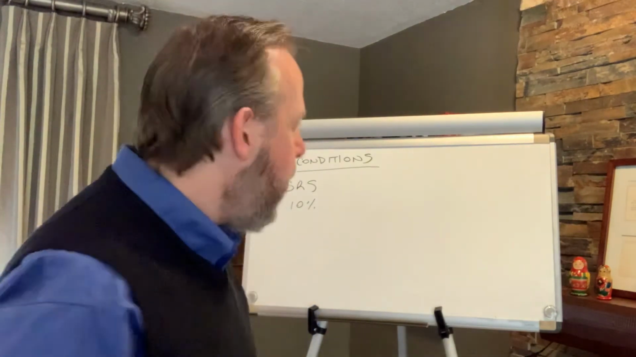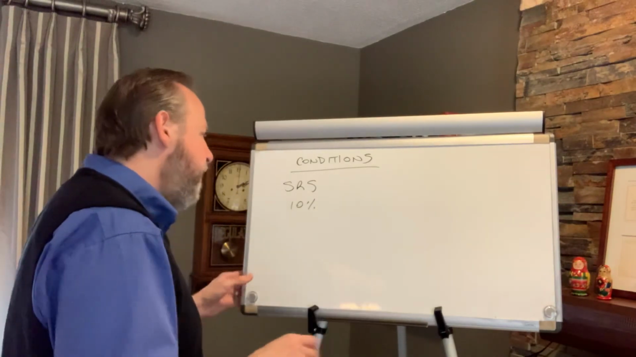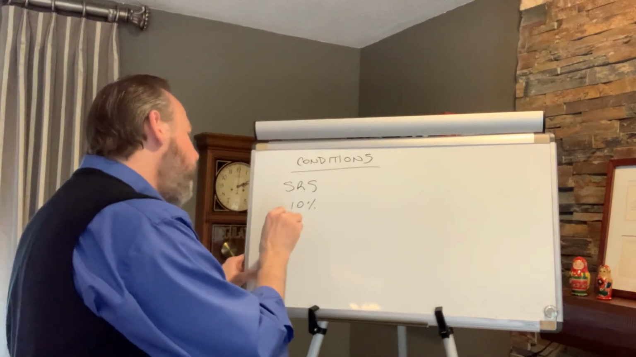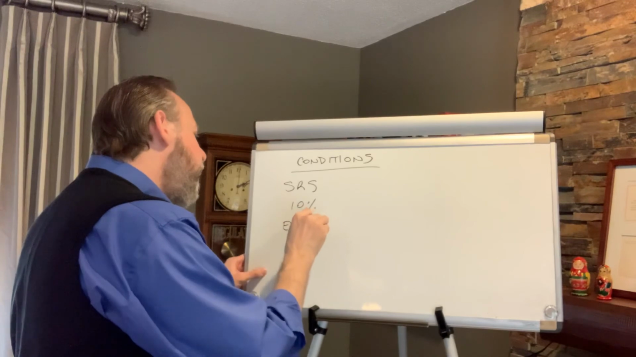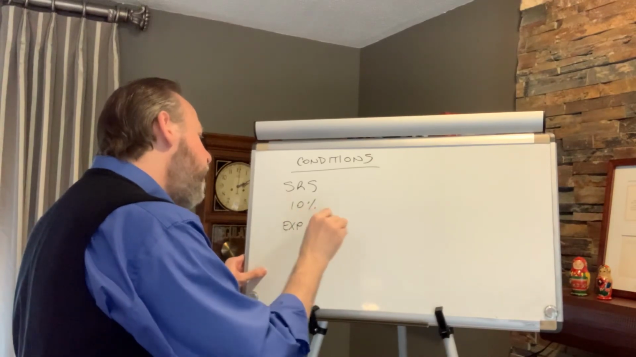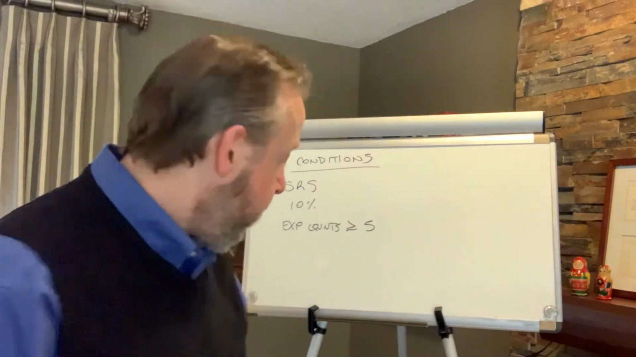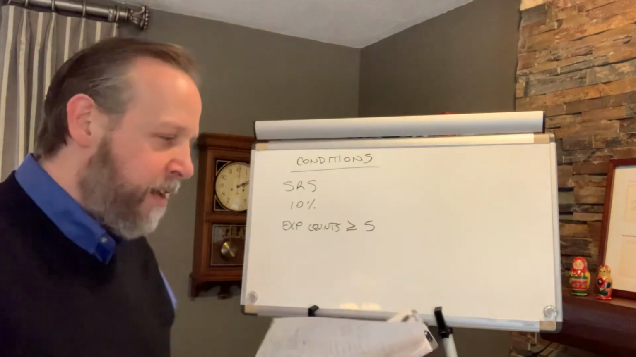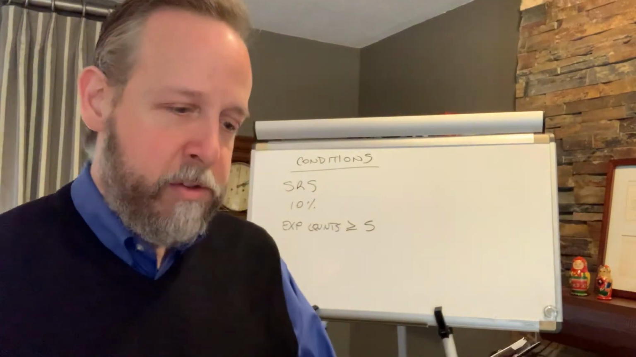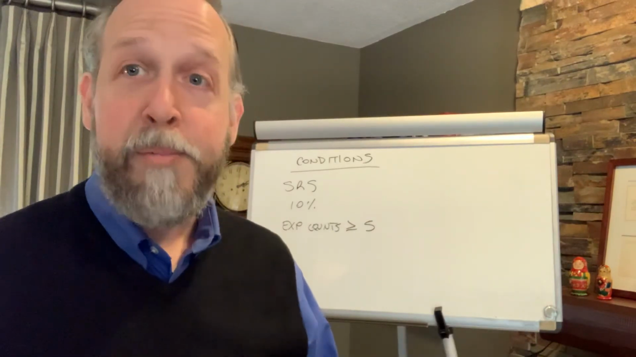Of course. The one that's specific to this, though, is the expected counts are all at least 5. Now, in this case, they were all at least 5. We didn't get any expected counts lower than 5. In fact, our lowest expected count was 18.2.